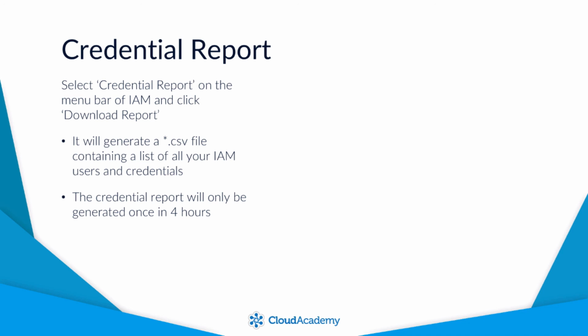For example, if you downloaded a credential report for the first time at 1 PM, a new report will be generated and downloaded. If you then wanted to download another credential report at 4 PM, a new report will not be generated. Instead, the existing report that was generated at 1 PM would simply be downloaded instead. To generate a new report, you have to wait at least 4 hours from the previous generation.